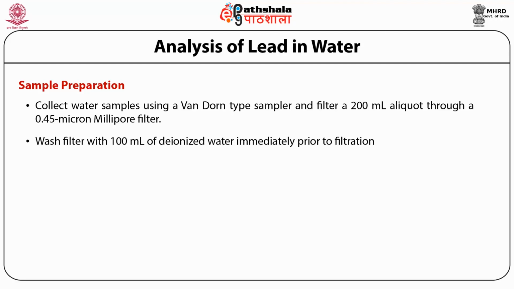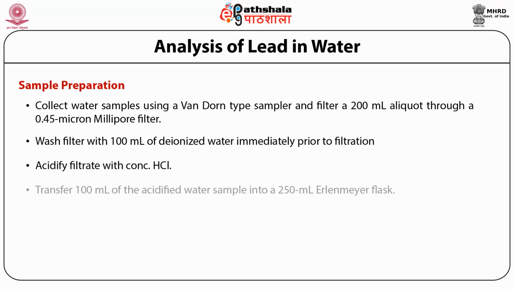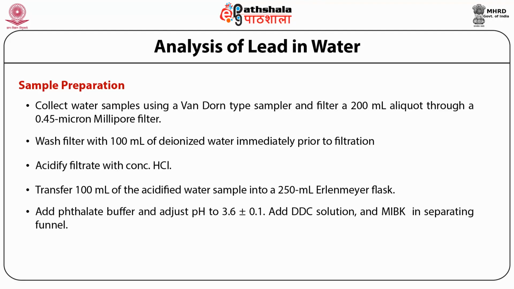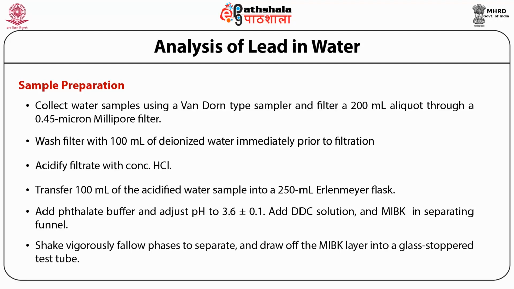The filtrate obtained is acidified with concentrated HCl and 100 ml of the acidified water sample is transferred to a 250 ml conical flask. To this is added phthalate buffer and pH is adjusted to 3.6 plus or minus 0.1. To this solution, DDC solution and MIBK solution are added in a separating funnel and shaken vigorously. It is then allowed to separate into two different layers and the layer of MIBK is collected.